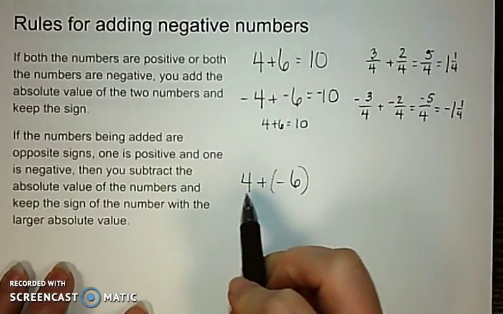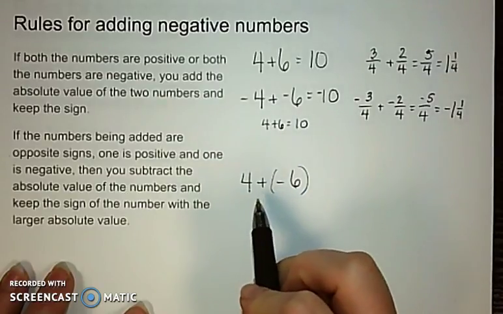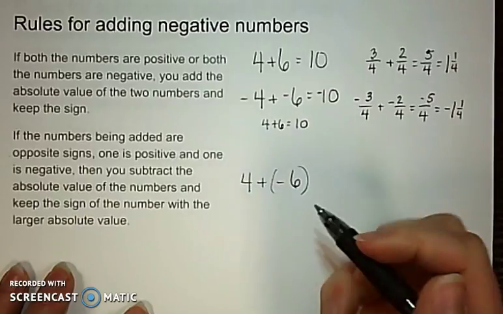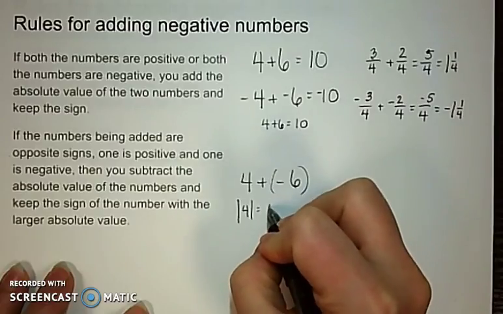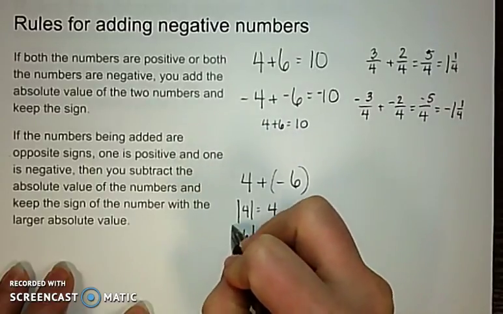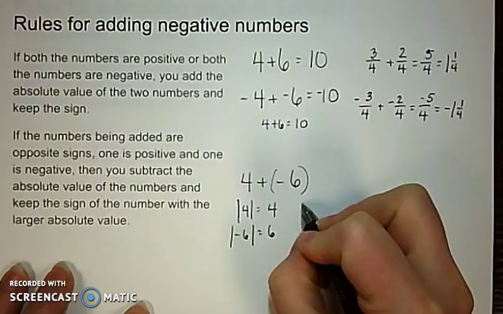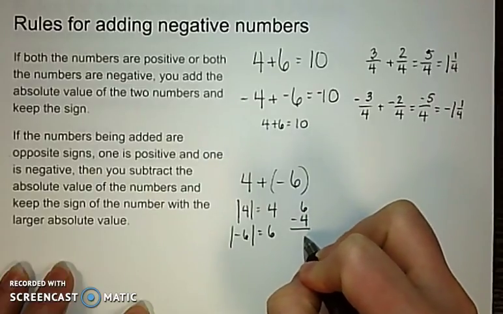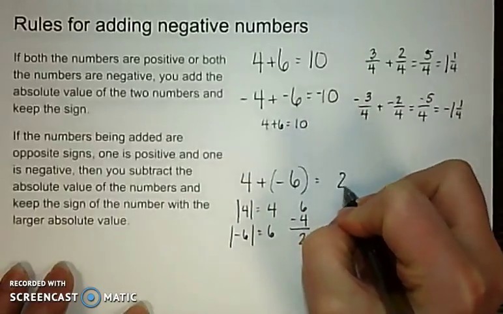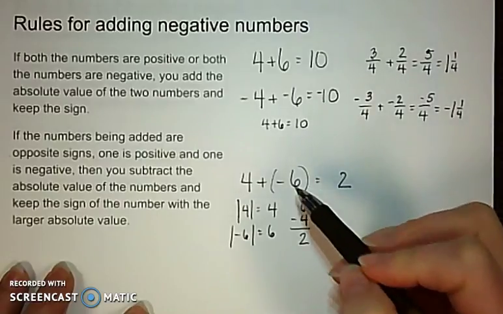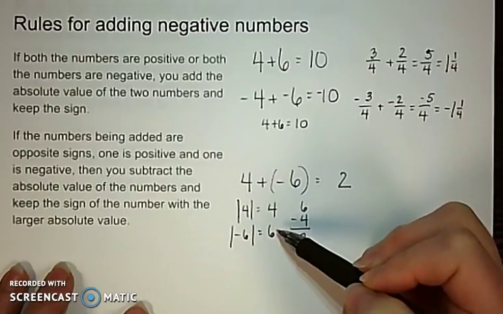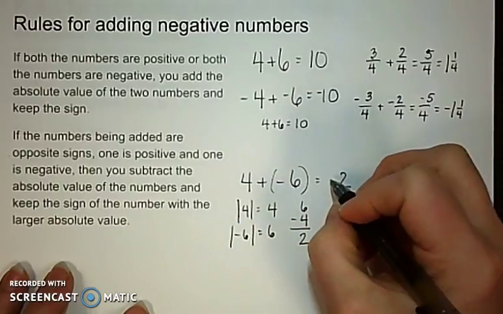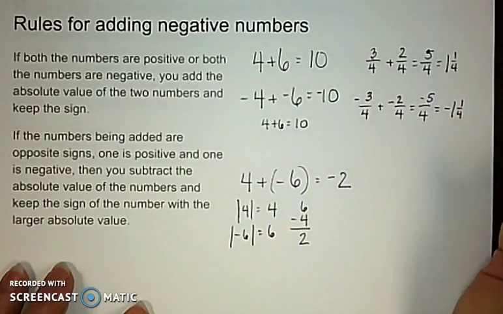Since I have opposite signs, in other words, they do not have the same sign, I'm actually going to subtract those absolute values. So the absolute value of 4, and you'll see that with bars like that, is 4. The absolute value of negative 6 is 6. And I'm going to do 6 minus 4, and I get 2. I go back and I look, which one of these had the larger absolute value? Well, 6 is a larger absolute value, and since 6 was negative, that means that my answer is a negative.